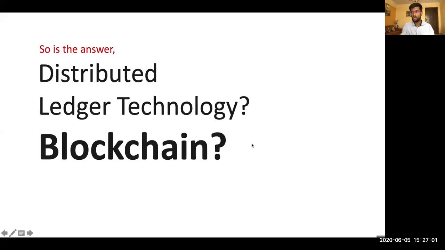All right. So is the answer to all of this centralization and all of these centralized agencies a distributed ledger technology? Is it blockchain that we are talking about? A lot of it, yes. Not everywhere would I say blockchain can be implemented, but wherever it can be, it is possibly the best solution available till now for promoting things like transparency, immutability, all of these things.